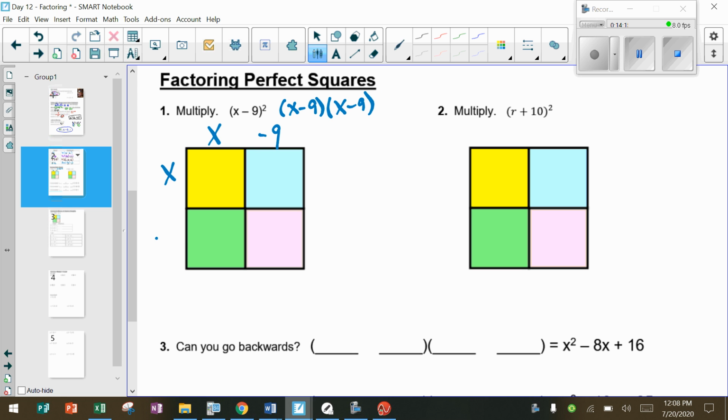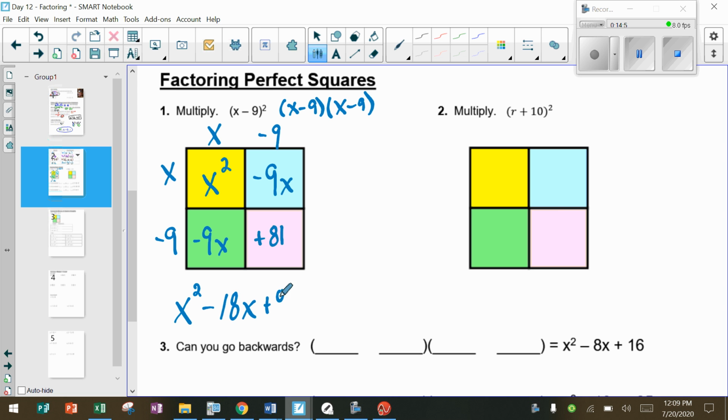When we did work earlier in this course, we used the box method to multiply two binomials. X times x is x squared. X times negative 9 is negative 9x. X times negative 9 is negative 9x again. And negative 9 times a negative 9 turns into a positive 81. So then to get your final answer in standard form, which means the highest exponent term goes first, that's x squared. Nothing combines or matches with it. There are 2 minus 9x's, so that means minus 18x, and then plus 81.